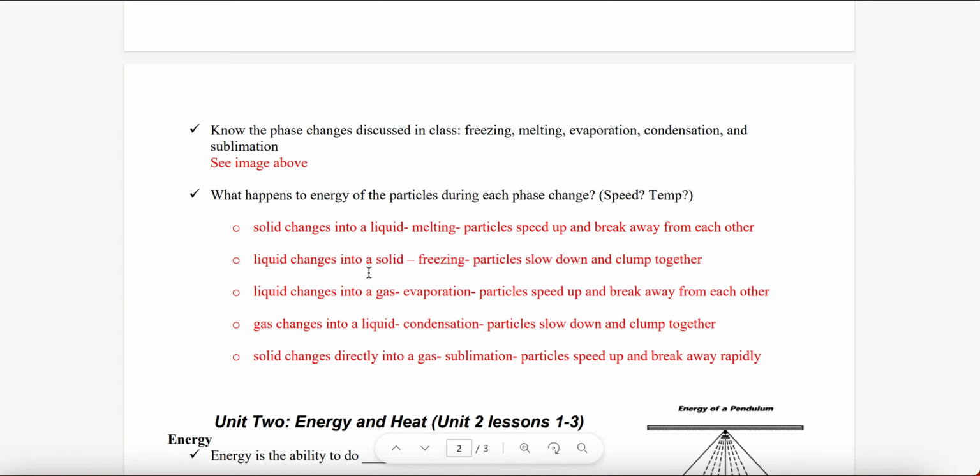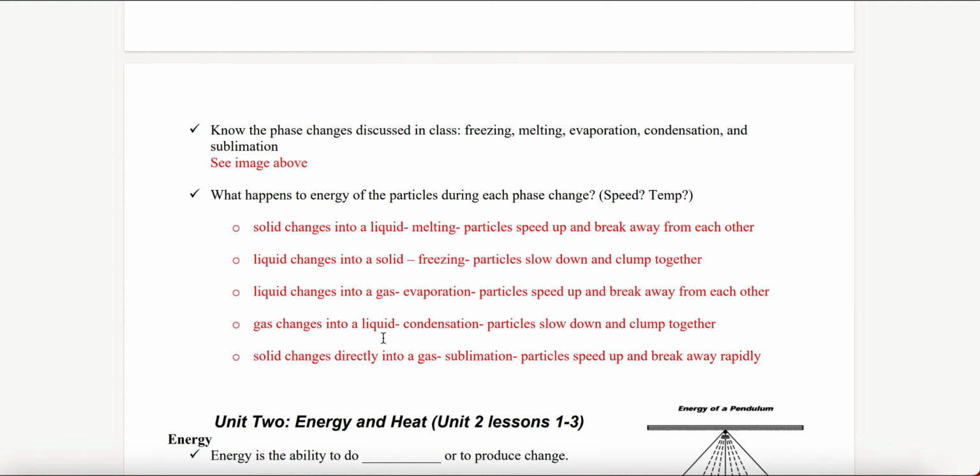Liquid changes into a solid. So it's freezing. When liquid is moving, it starts to turn to solid. It's getting colder. The particles slow down and clump together. Liquid changes into a gas. That's obviously going to be evaporation, because the particles speed up and break away from each other. That's evaporation. Liquid changes to a gas.